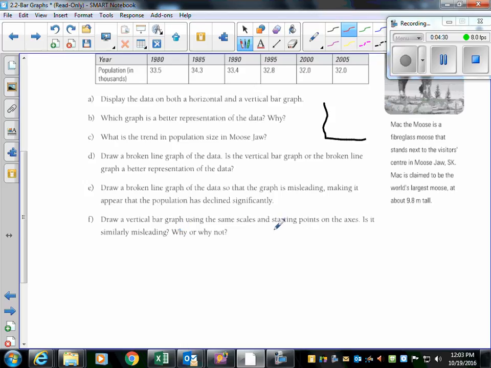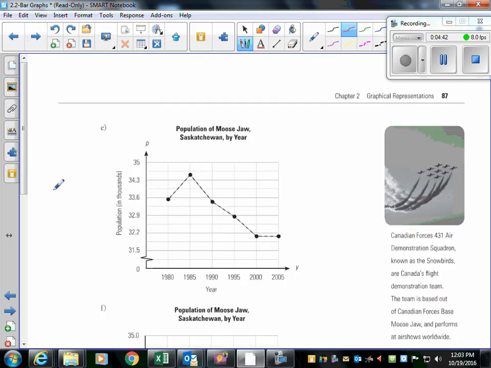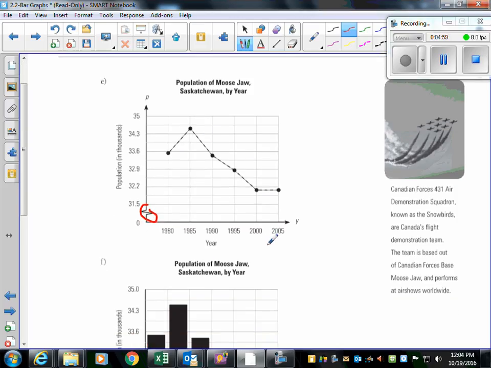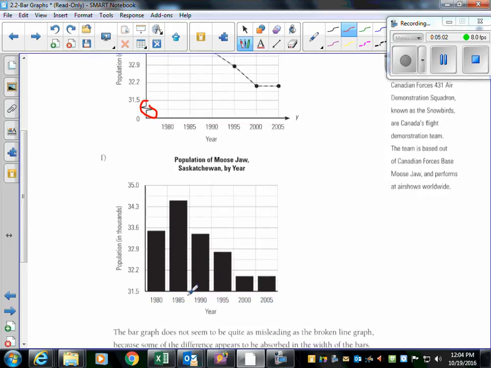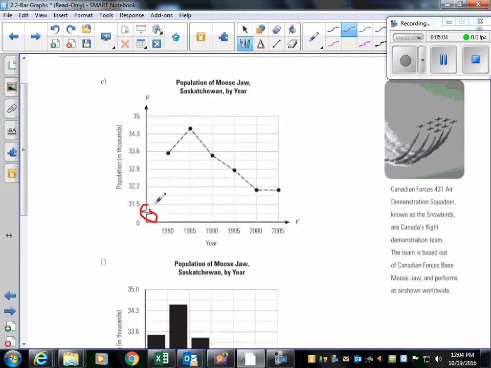Draw a vertical bar graph using the same scales and starting points on the axis. Is it similarly misleading? Why or why not? Draw a broken line graph so the data is misleading. Okay, so we've got to do E and F. So look here, we break it off and we only start at 31,000. So we are changing this whole scale. So we're not starting at 0, right? It looks like Moose Jaw drastically dropped in their population in both of the bar graphs and the line graphs if you change the scale.